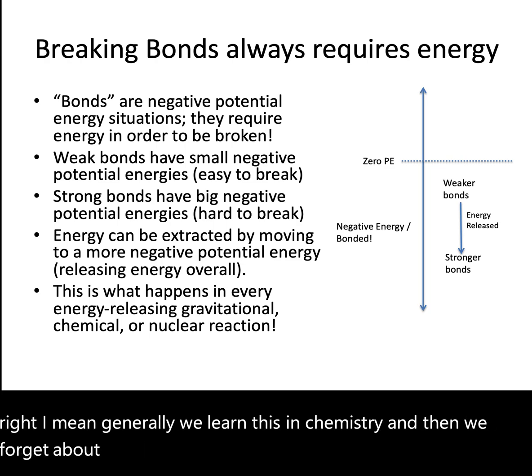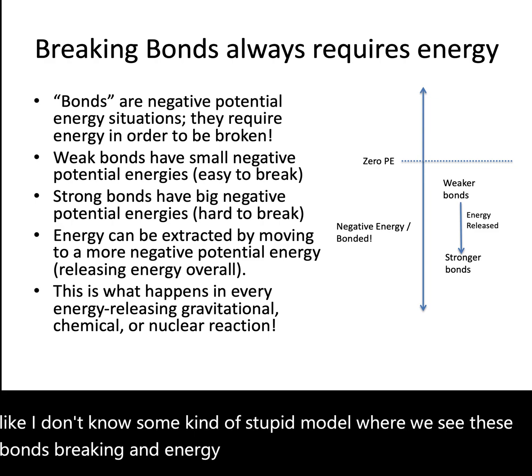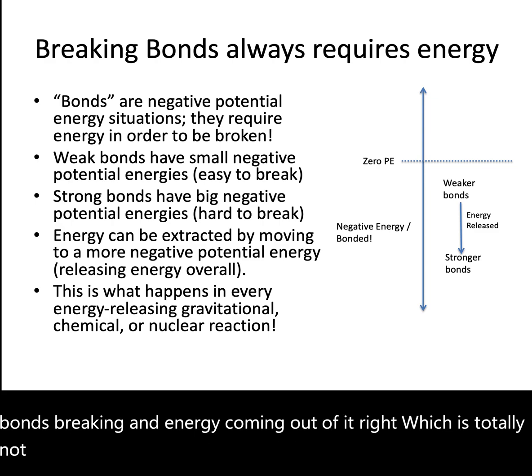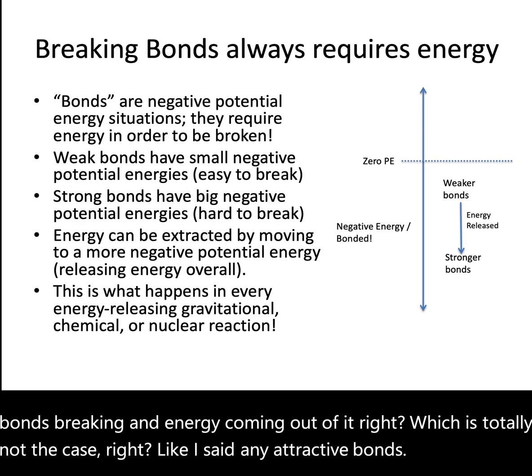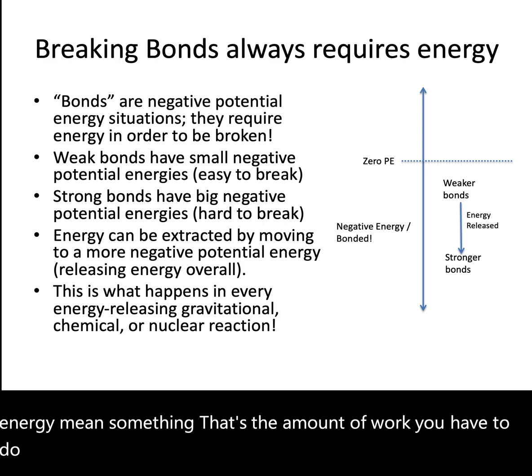I mean, generally we learn this in chemistry and then we forget about it and we go back to naively thinking about some kind of stupid model where we see these bonds breaking and energy coming out of it, right? Which is totally not the case, right? Like I said, any attractive bonds you should think of as having negative energy, and that negative energy means something. That's the amount of work you'd have to do to free those two objects, right?